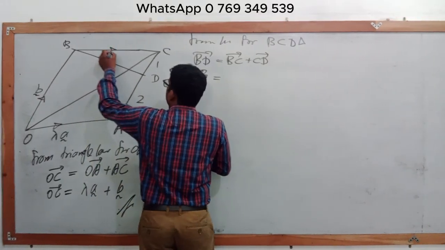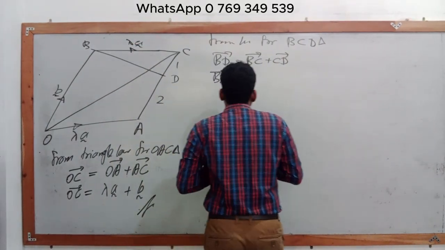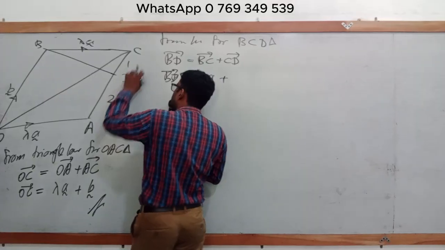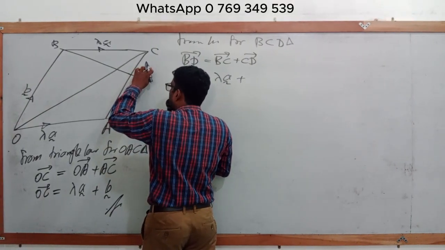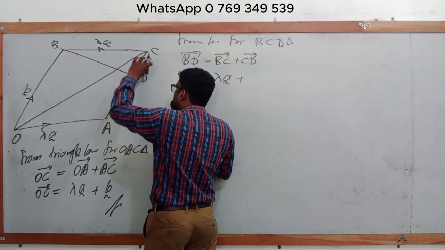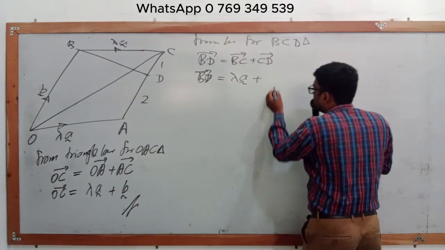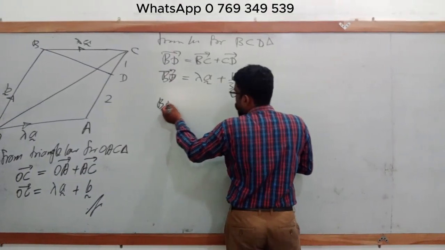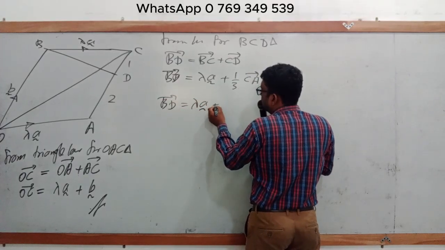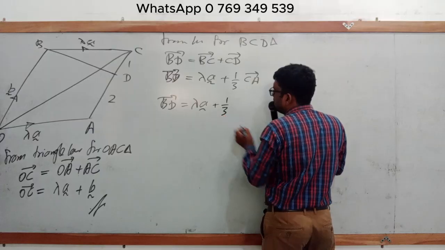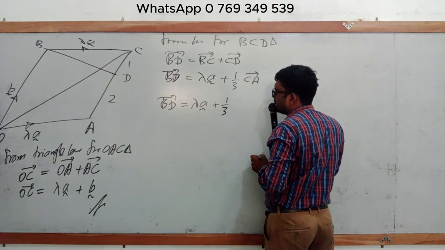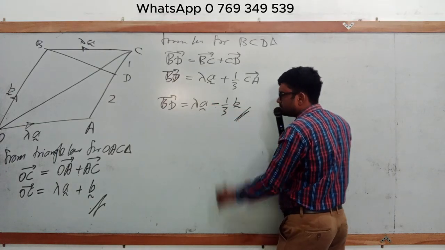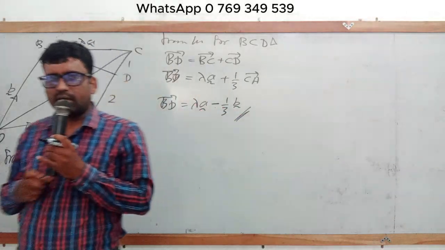This is lambda A. This one also lambda A. No issues. That one also lambda A. Plus CD. CD is 1 over 3, one part out of 3. Right? 1 over 3 of CA. Again BD is lambda A plus 1 over 3 of CA, which is minus B, right? We are putting the minus here and B. That is the answer. Finish. Right?